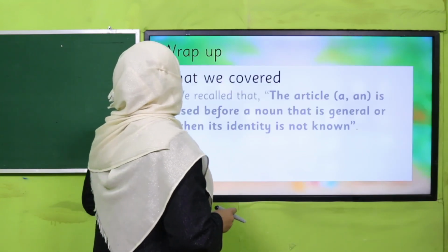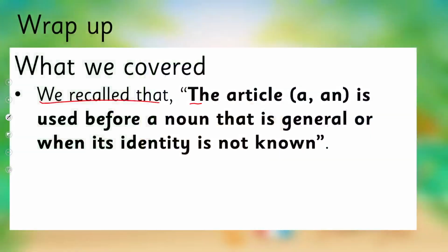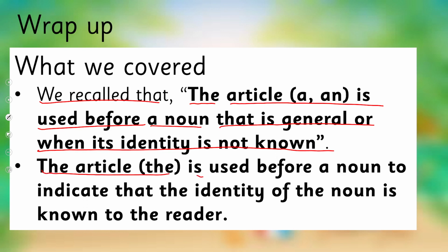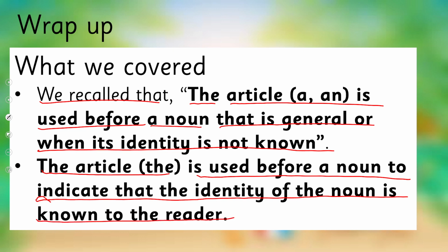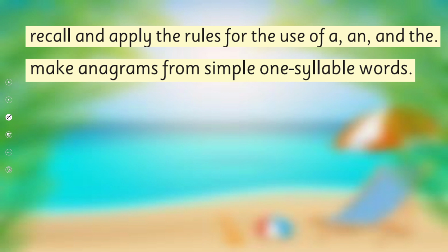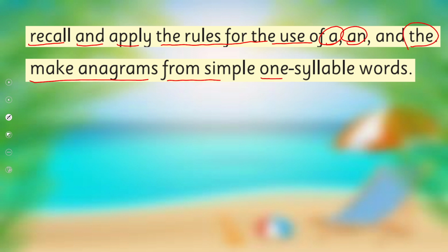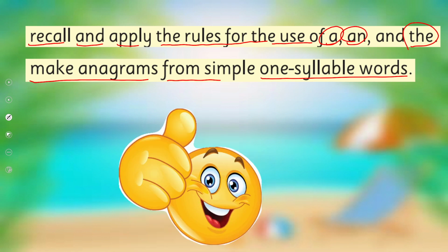So what we have learned today: we recalled that the article a, an is used before a noun that is general or when its identity is not known, and the article the is used before a noun to indicate that the identity of the noun is known to the reader or listener. So we achieved our SLO to recall and apply the rules for the use of a, an, and the, and make anagrams from simple one-syllable words. Are we done with it?